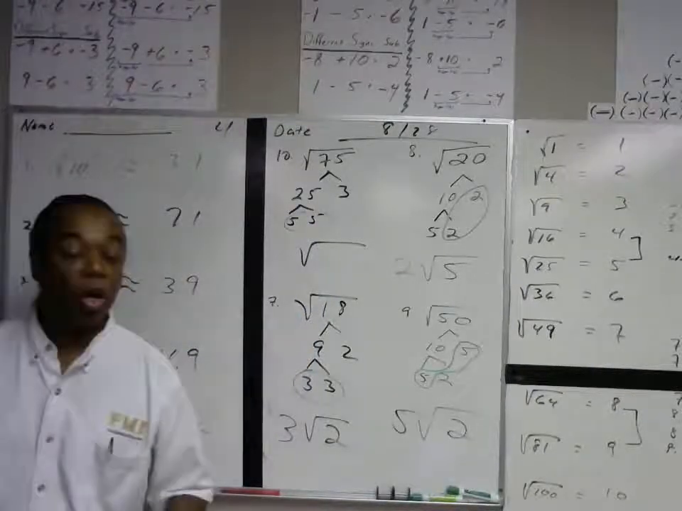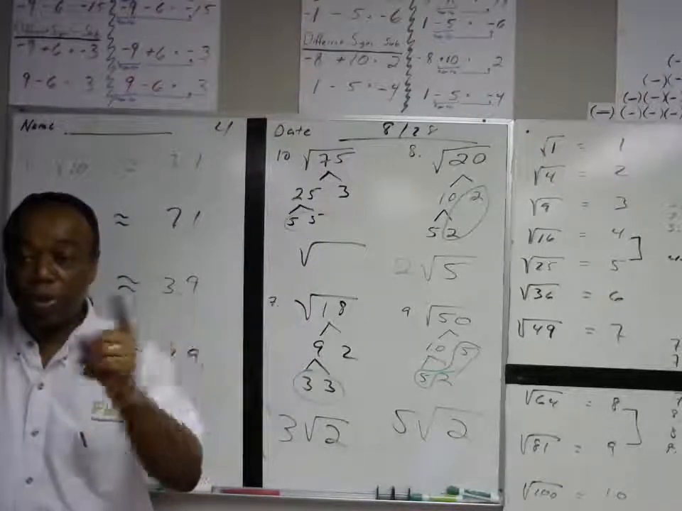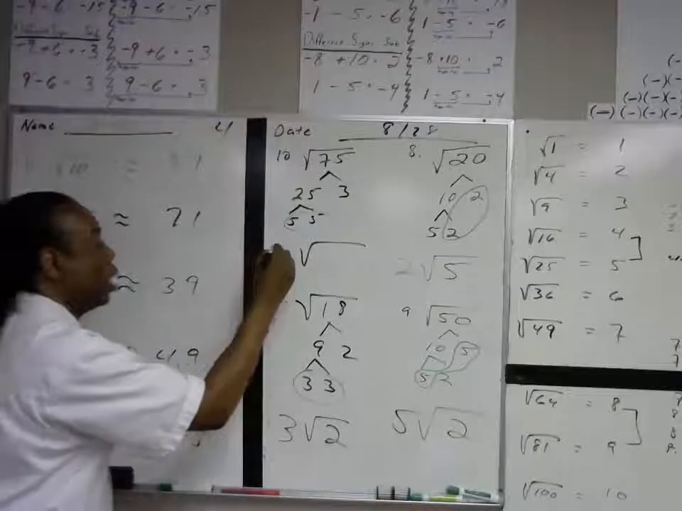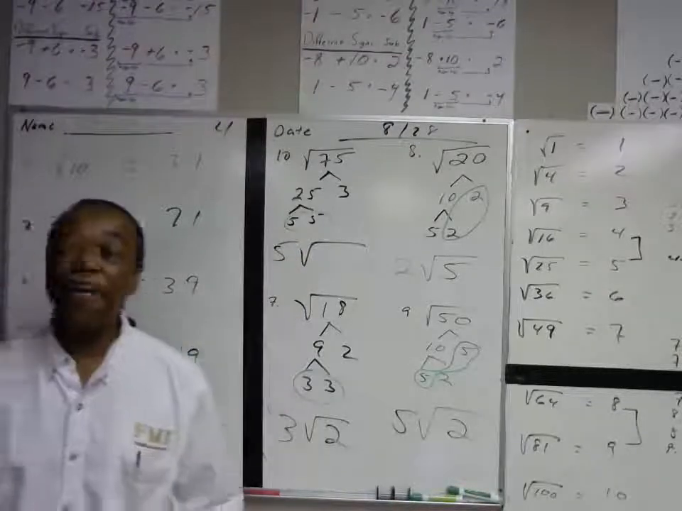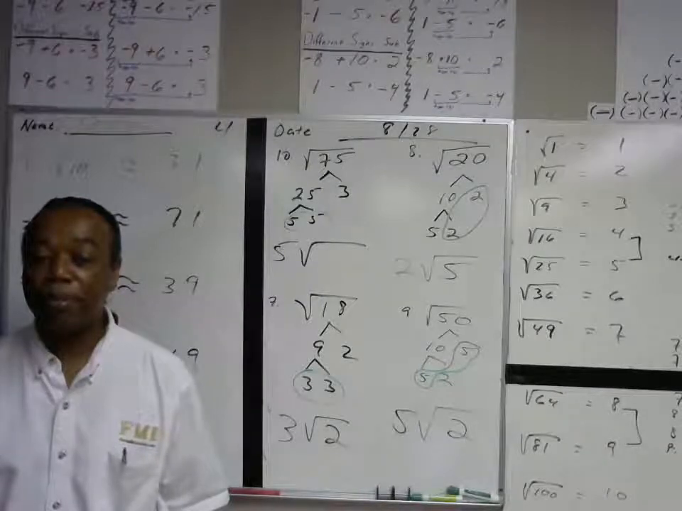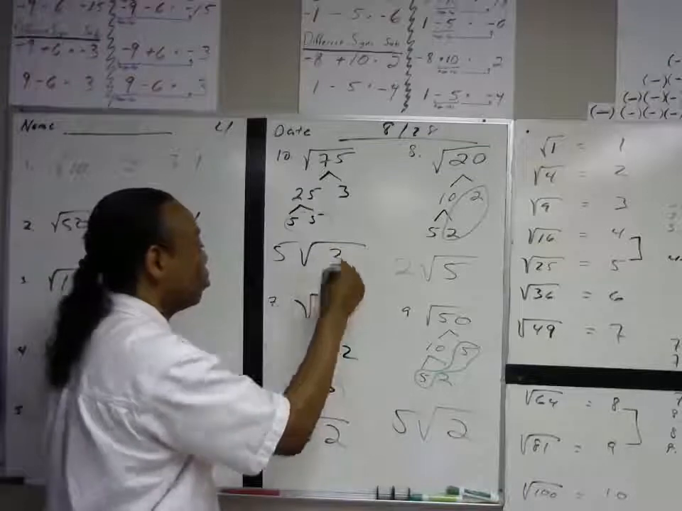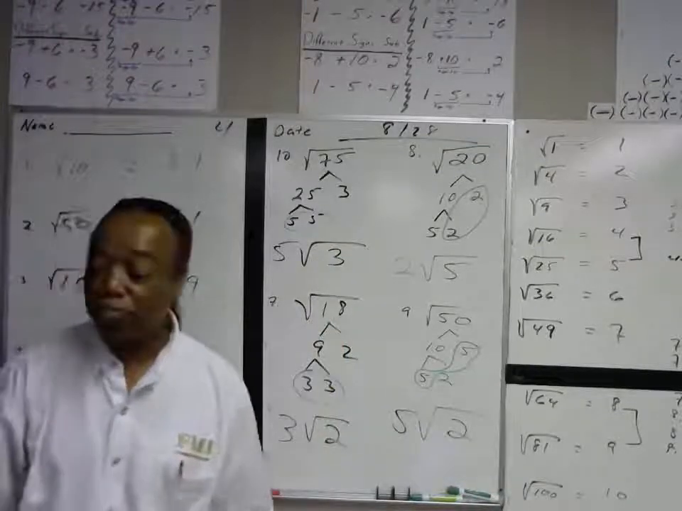Okay, so the 2 become 1, 5. The 2 becomes 1. And it goes on the outside. Then what goes on the inside? Yeah, the 3. Very good. All right.